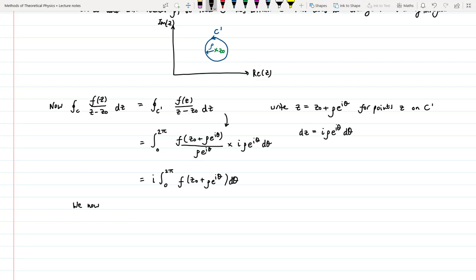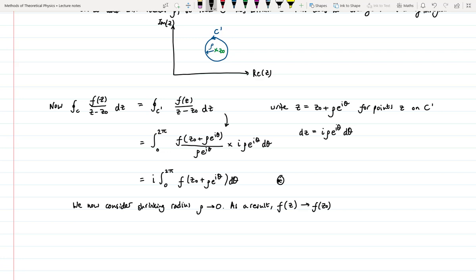We now consider shrinking the radius rho towards 0. As a result, and it's clear from the picture above, f of z in our original integrand is going to approach f of z0, and we can see that from this line here by letting rho approach 0. The integrand is going to approach f of z0.